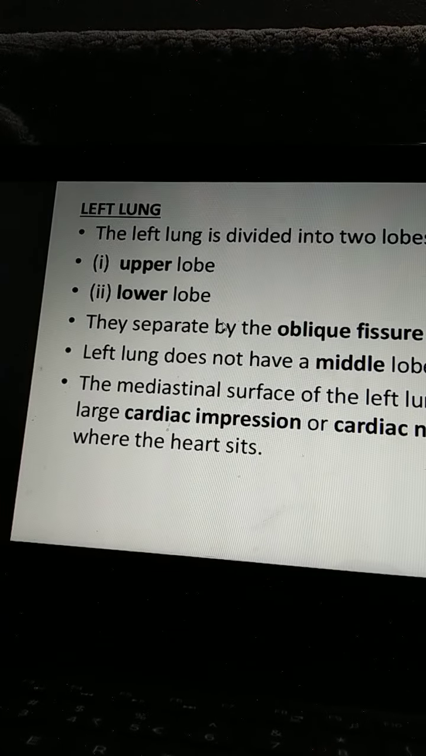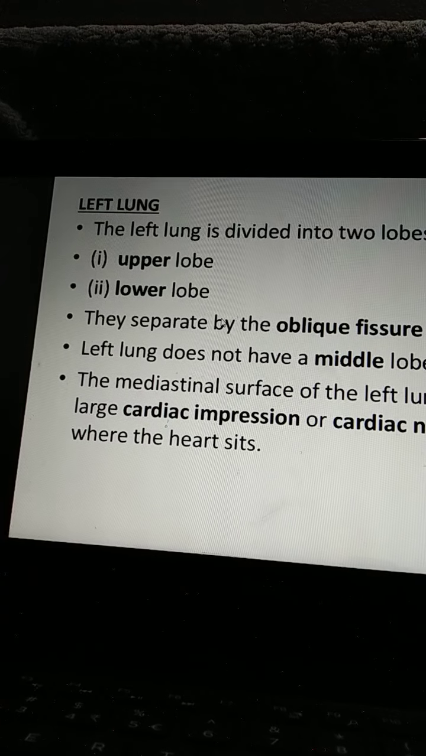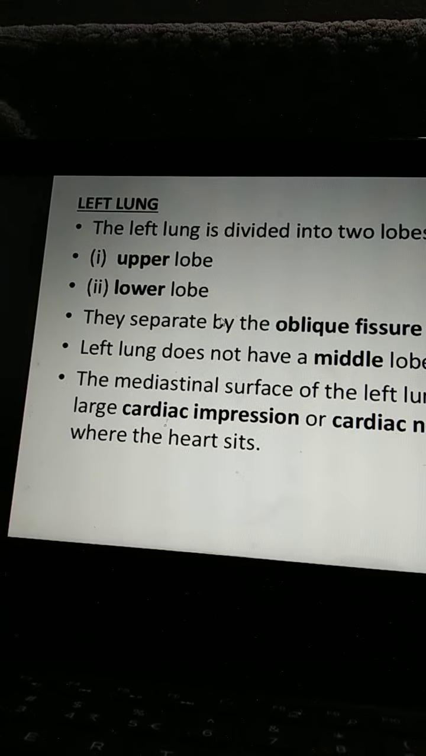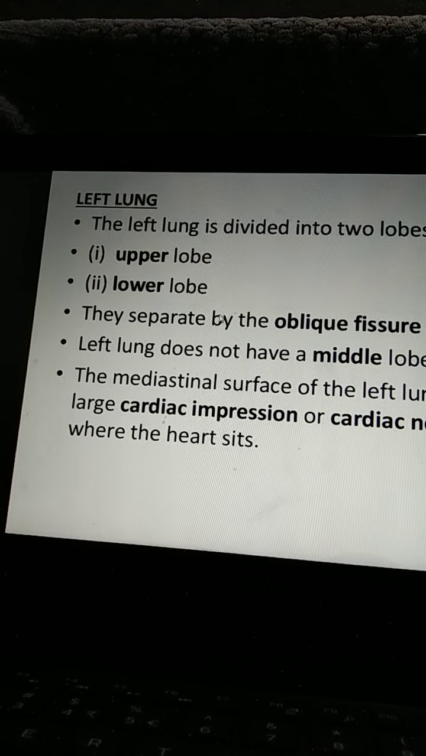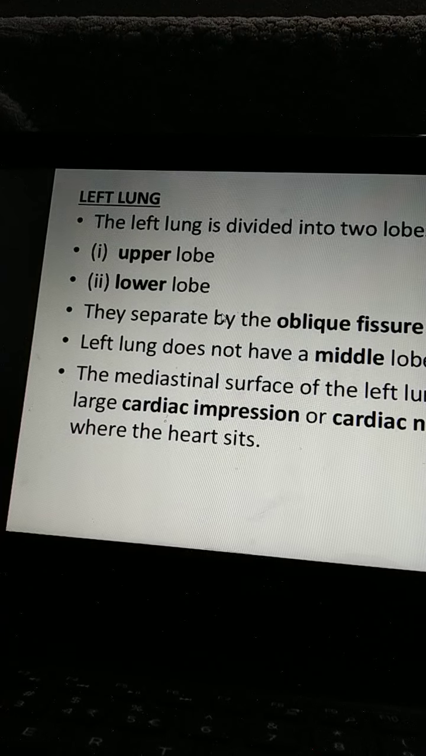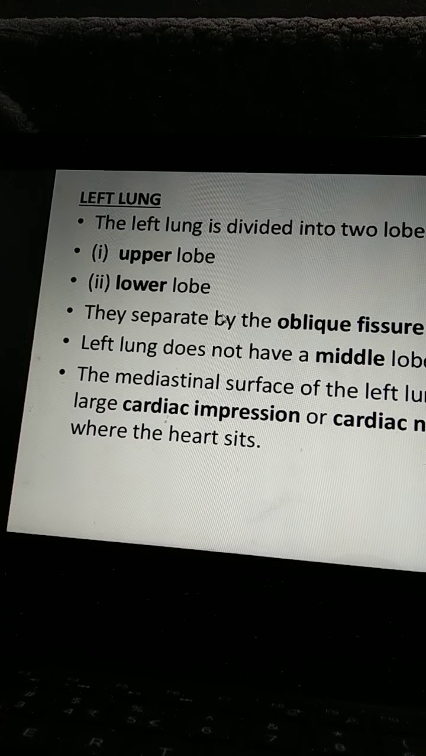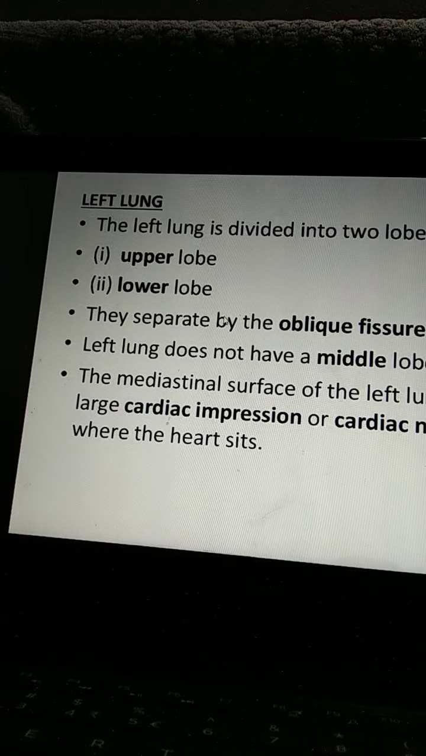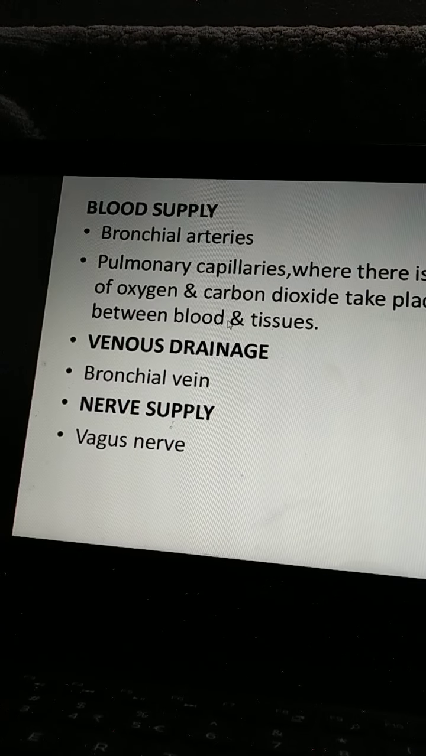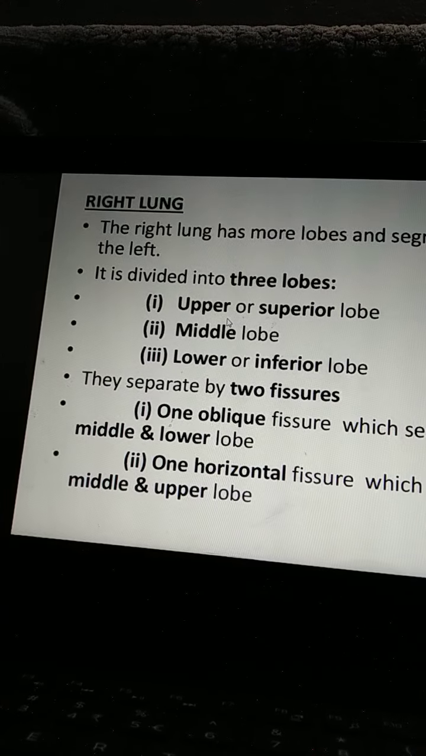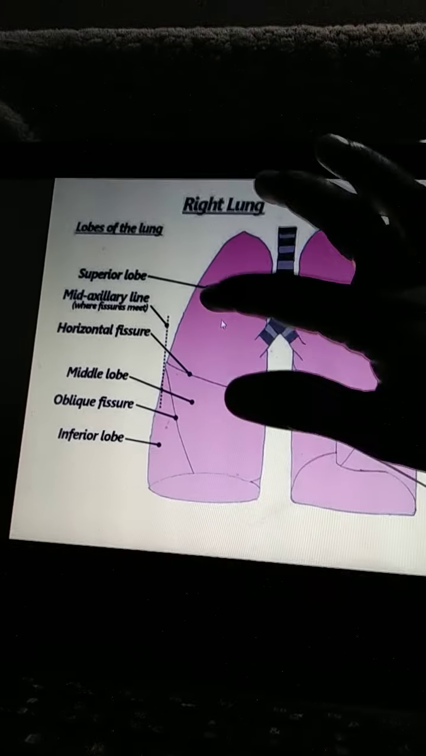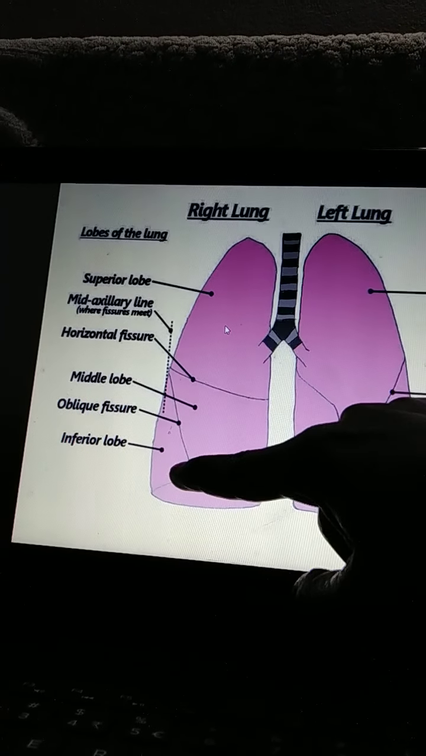In the case of the left lung there are only two lobes, upper and lower, separated by the oblique fissure. There is no middle lobe because it is smaller in size. The mediastinal surface of the left lung has a large impression called the cardiac notch. Your heart sits on the cardiac notch. See here, I will explain. This is the upper lobe, this is the lower lobe, this is the middle lobe.